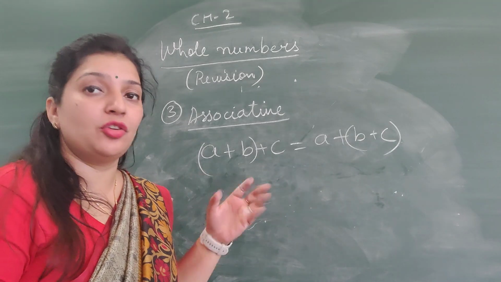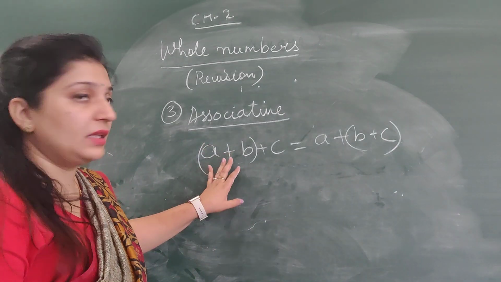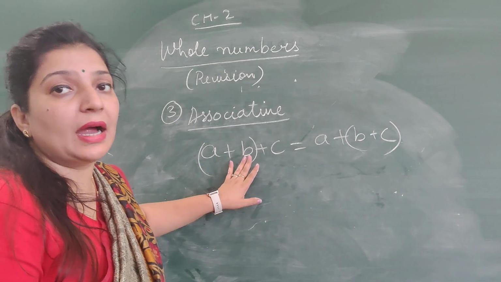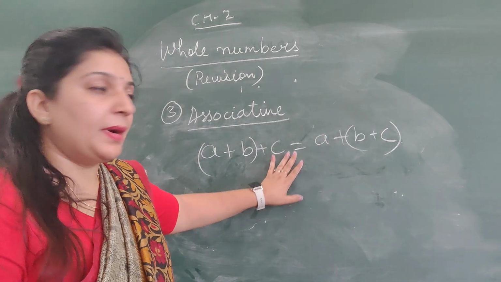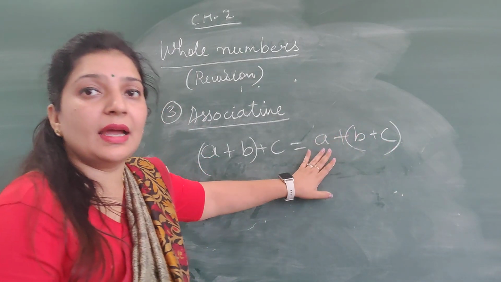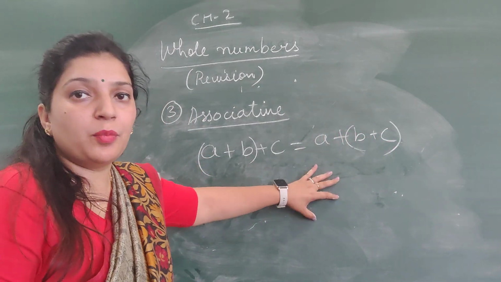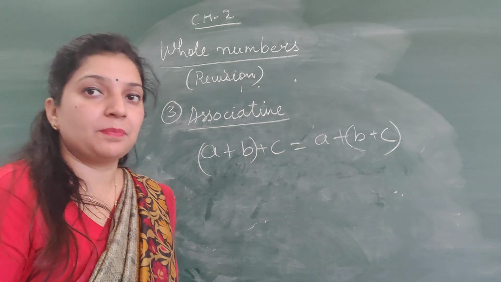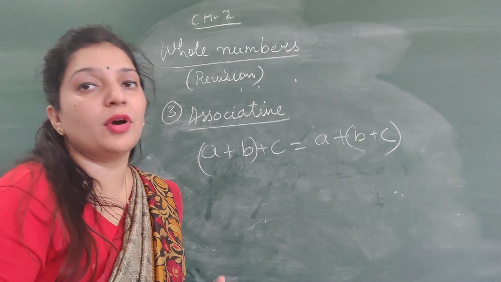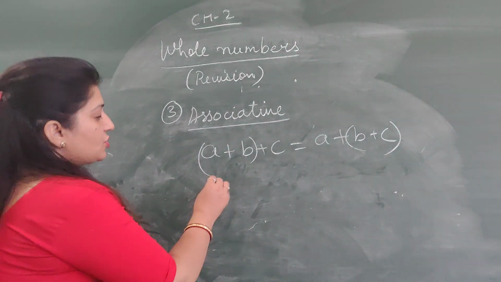and we add them in any order, like in the LHS you can see, first I did A plus B, then I added the sum to C. But on the RHS what I did, I added B plus C and then I added the sum to A. But in both cases the answer will come the same. So this is associative property. It holds true again for addition and multiplication.